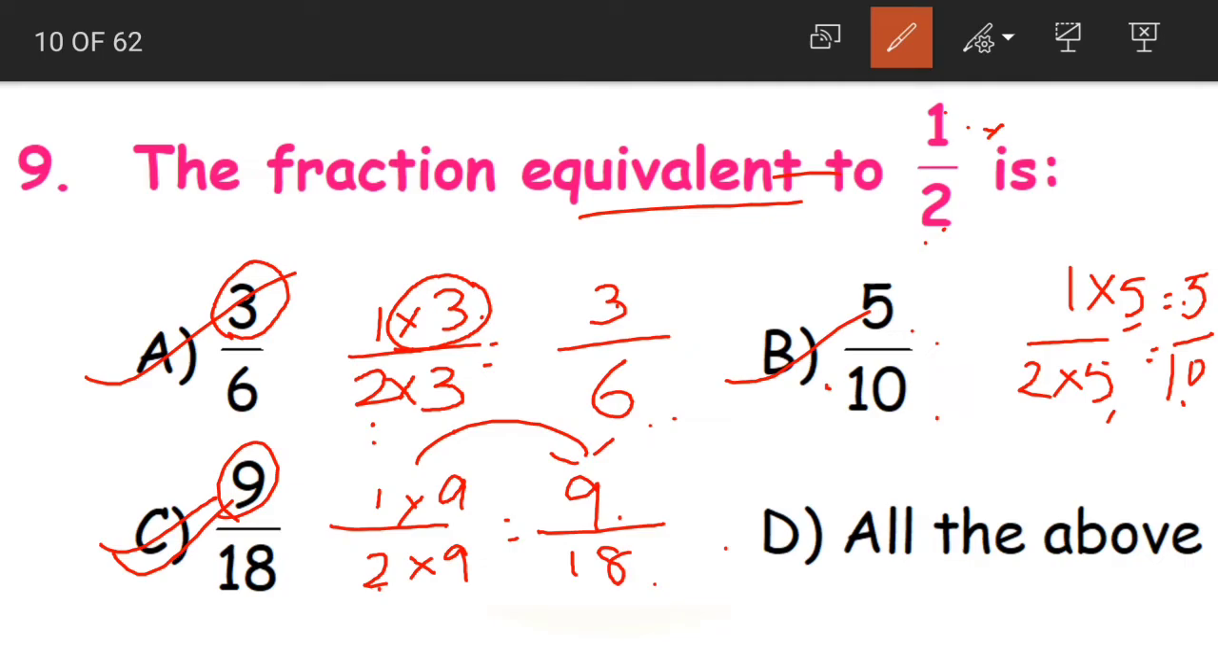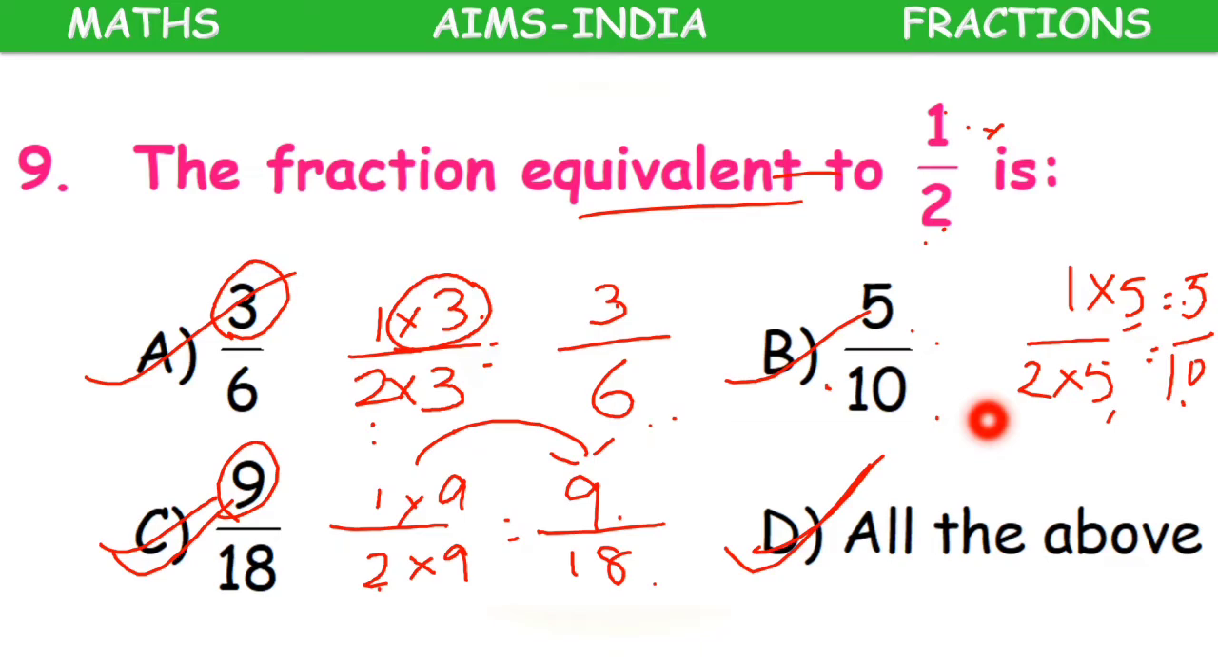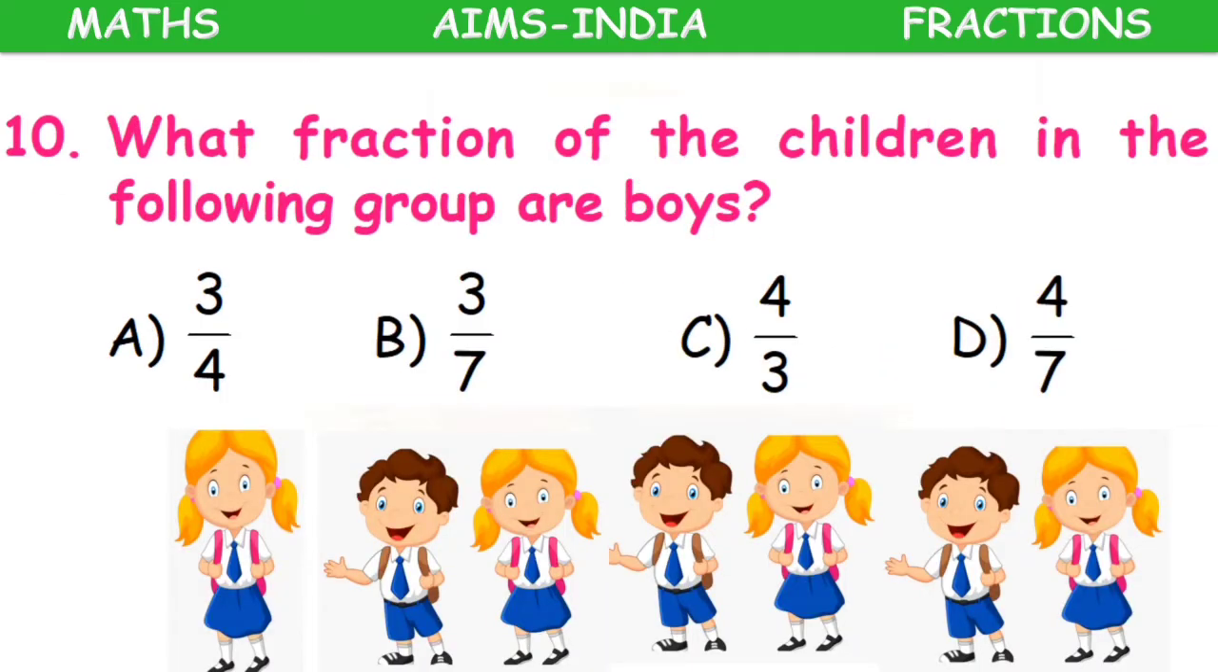So what will be the correct option? Option D. All of the above are equivalent fractions to 1 by 2. Understood, children? Equivalent fractions are actually very simple. You just need to multiply or divide both the numerator and denominator with the same number.